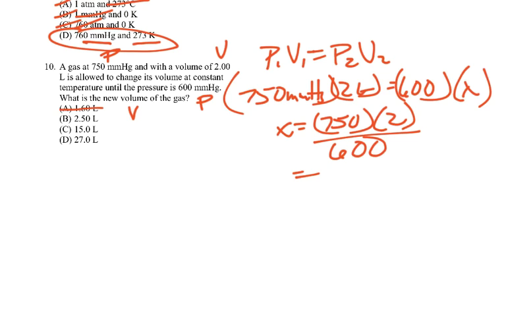So I can knock off that one for sure. And I certainly don't think it's going to be 15 or 27. It's just going to be a little bit larger than 2. So I'm almost sure the answer is B without calculating, but I'm going to do it real quick. 750 times 2 divided by 600 comes out to be 2.5. So that's the answer, B.